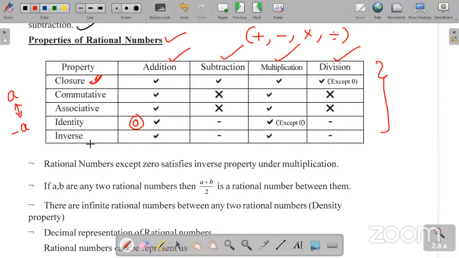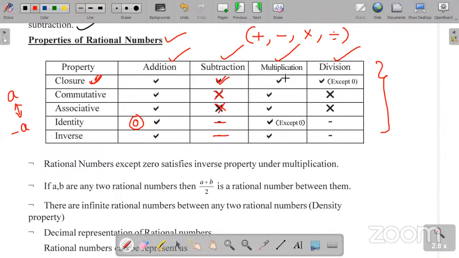So that means with respect to addition, rational numbers satisfy the closure property, commutative property, associative property, identity property, and inverse property. Clear? With respect to subtraction, closure holds, but it's not commutative, it's not associative. With respect to subtraction, no identity, no inverse. It follows only one property, that is closure.